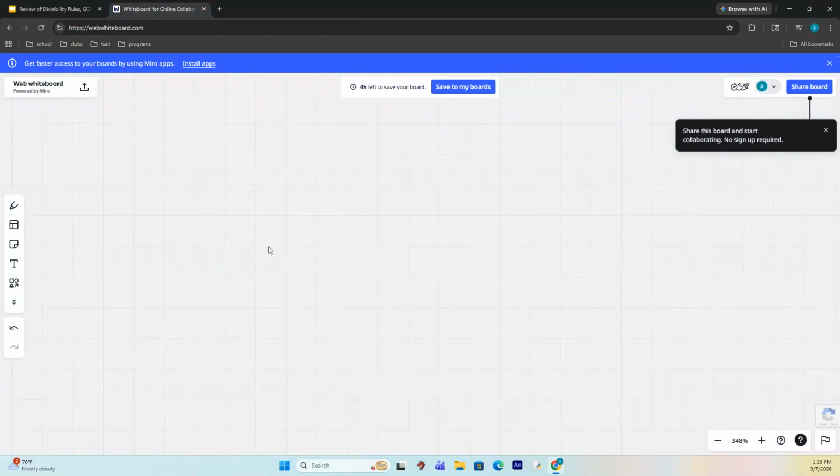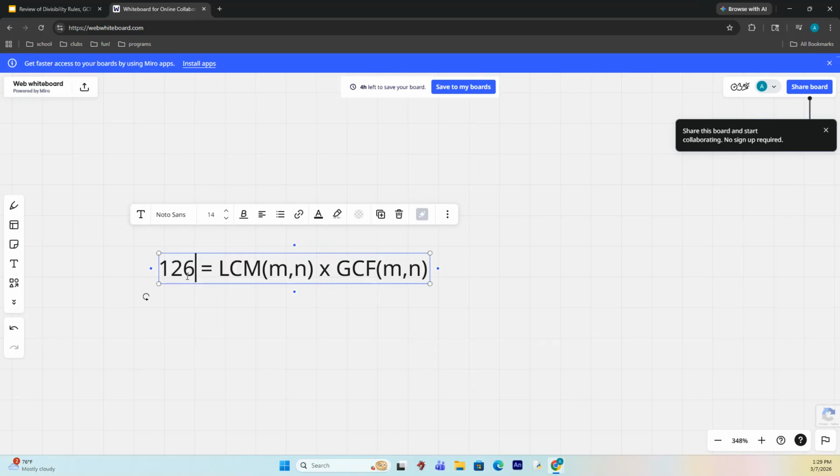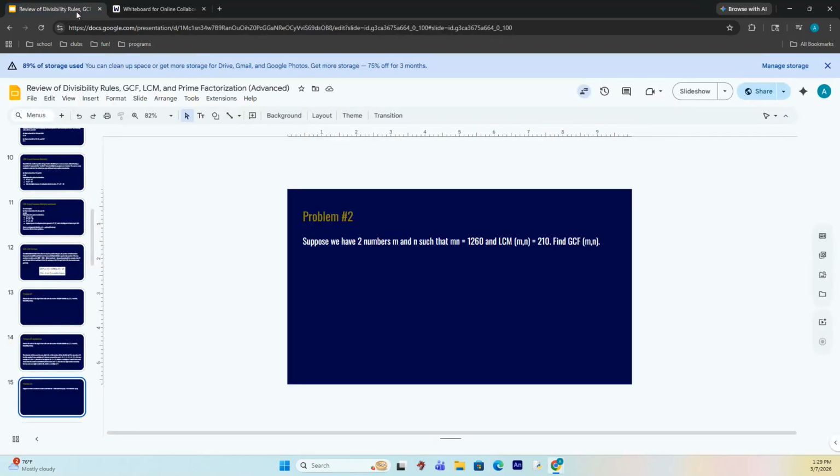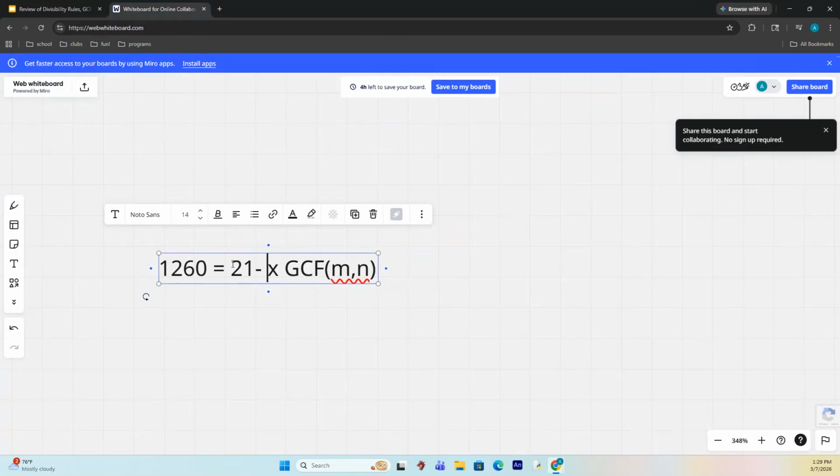So what you would do is you would firstly write out the equation. mn is equal to LCM(m, n) times GCF(m, n). Now, multiplied, we know that this is 1260, and we know that the LCM is 210. And solving for the GCF. So now all we have to do, really, is divide.